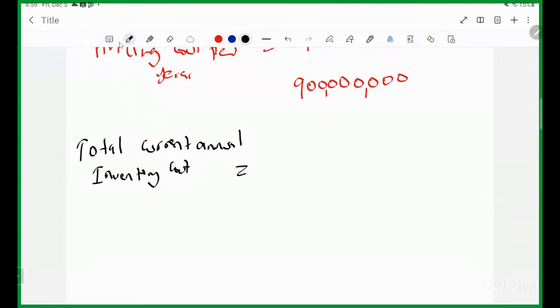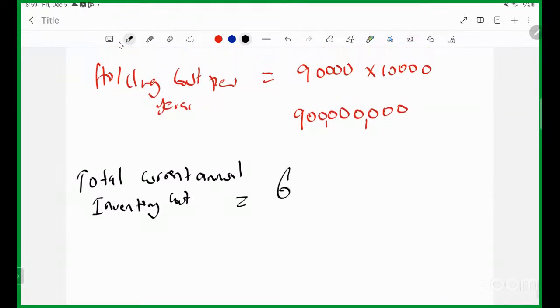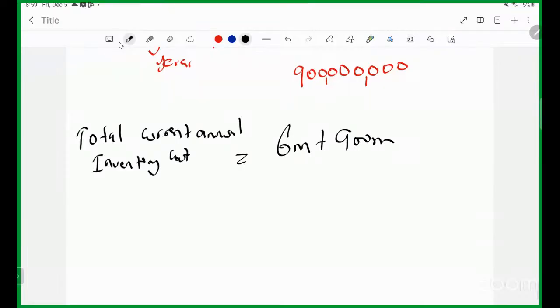So we have the other one, which was 6 million, plus the 900 million. So our total inventory cost without EOQ is equal to 6 million plus 900 million. That's how much they are incurring now with the current system of not having an EOQ. They just have their system where you buy 100,000 every month, whether or not you need all of them. Now let us compute the EOQ.